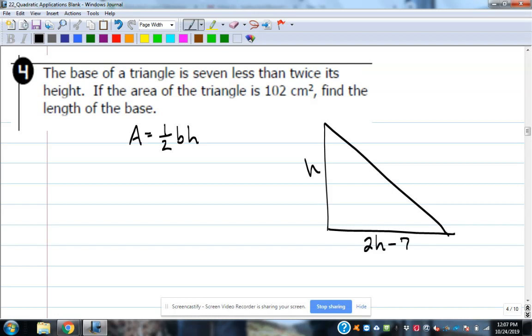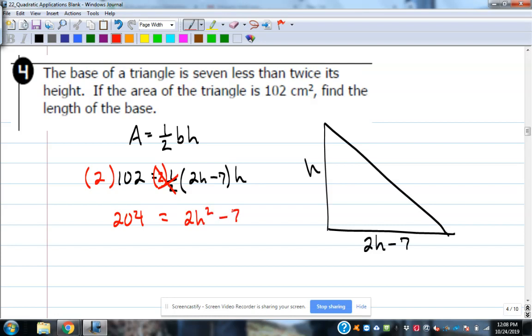All right, so we're going to plug in the stuff we know. We know the area is 102. The base is 2h minus 7, times the height. That fraction in there could cause us problems later on. How can we get rid of it? Okay, the reciprocal of 1/2 would be 2. So if I multiply by the reciprocal on both sides, it'll get rid of that fraction and get us 204. And then what else do I do on the side with the 2h minus 7 and the h? Yeah, go ahead and distribute and multiply those out. So that'd be 2h squared minus 7h.